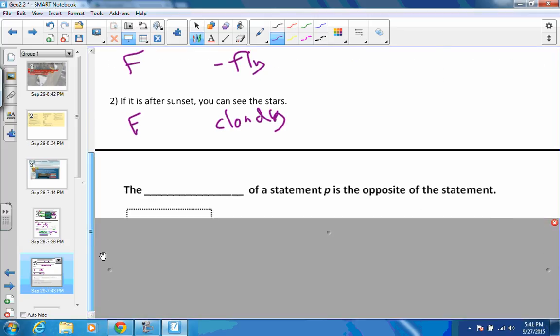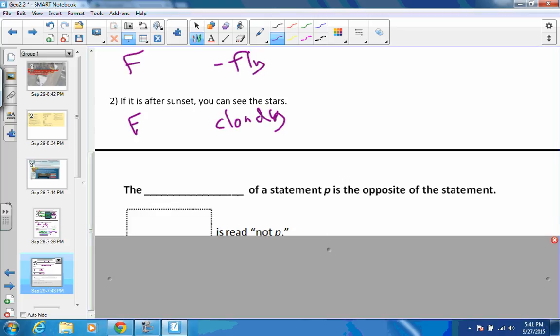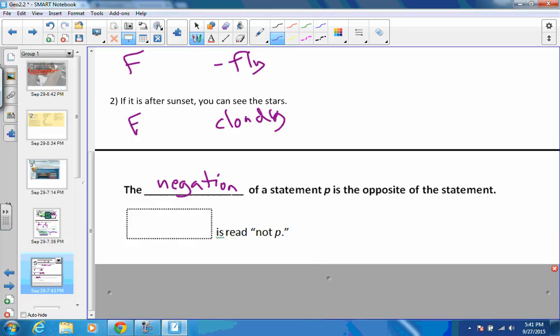So let's talk about these things that are similar to counterexamples, but this is called a negation. If you're negating a statement, the negation of a statement P is the opposite. The symbol is a little wavy symbol that you put in front of it. That is pronounced not P. So anytime you see that wavy symbol when we're dealing with if-then statements, it is considered the word not.